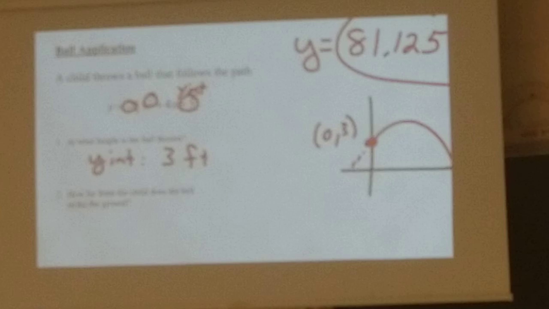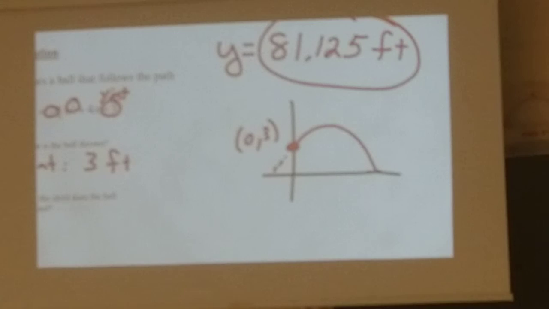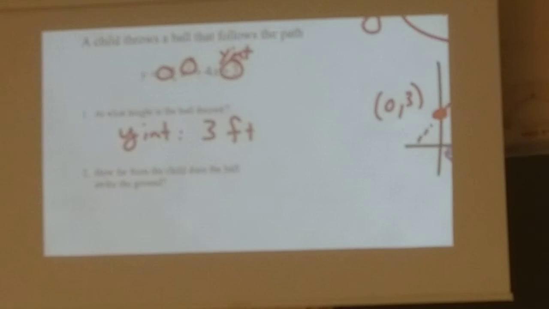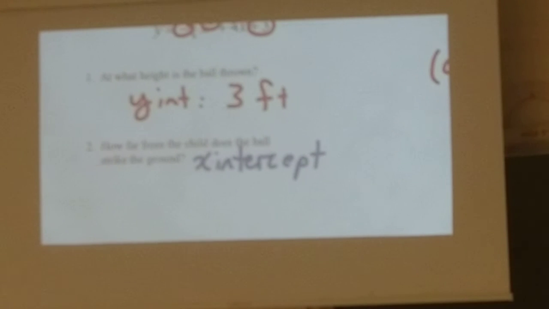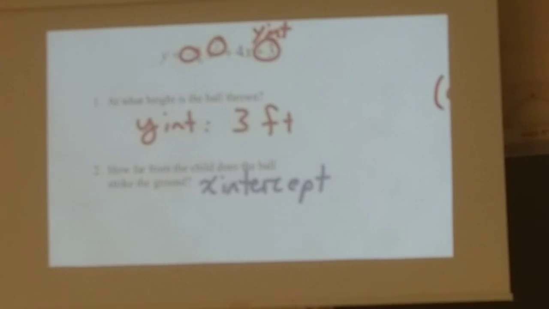A little different question. How far from the child does the ball strike the ground? We're now looking for this blue distance. I want you to look at that question and feel that your goal is to find an x-intercept. The ground is really the x-intercept, and of course that's one of our 5 points on the parabola. Now remember, to find an x-intercept, you want the equation to equal 0.